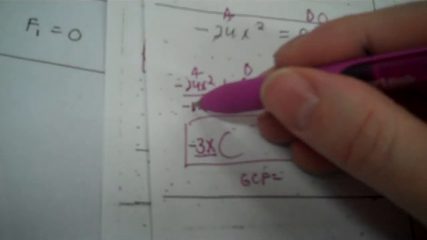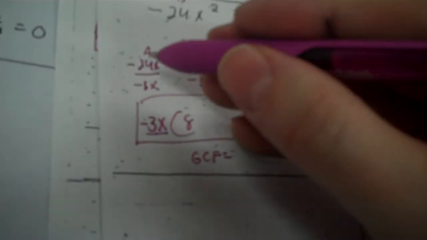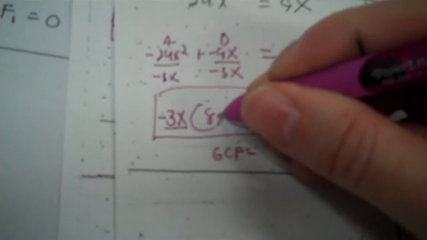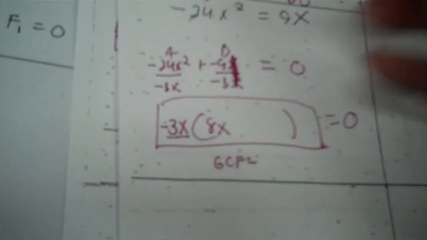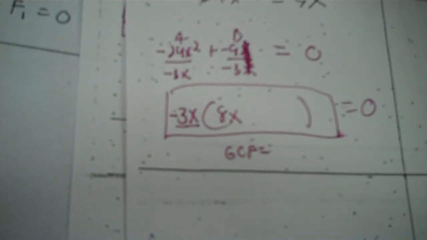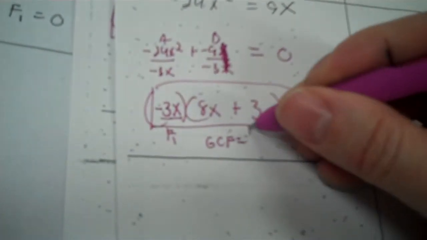So negative 24 divided by negative 3 is 8. X to the second divided by x to the first would be x. Okay, we can cross those out. Negative 9 divided by negative 3 is positive 3. So we write plus 3. We add 3. So F1, F2. Okay, so negative 3 times x could equal 0, or 8x plus 3 could equal 0.